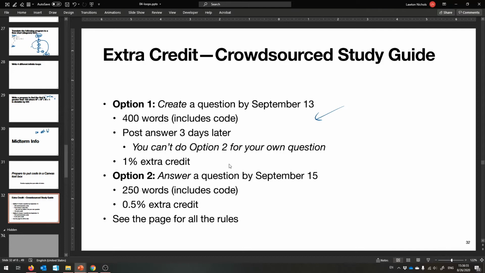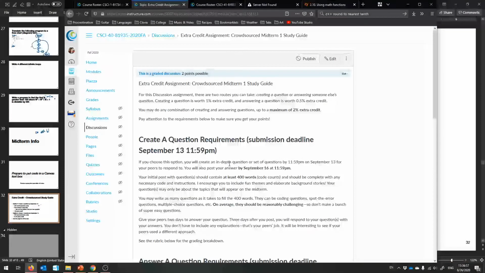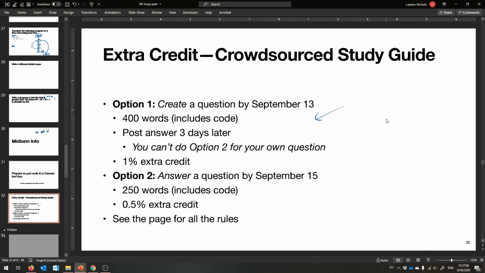For the question makers, though, I do want to highlight that your questions should be reasonably challenging. Don't make a bunch of super easy questions. Don't copy them from the Zybooks or something like that. I want you to take some effort on this. This is extra credit. Okay, so it shouldn't be super easy.